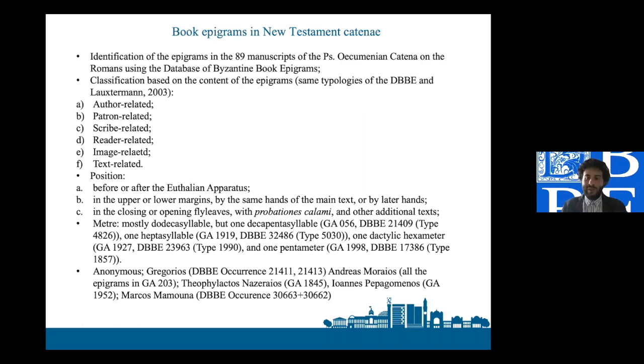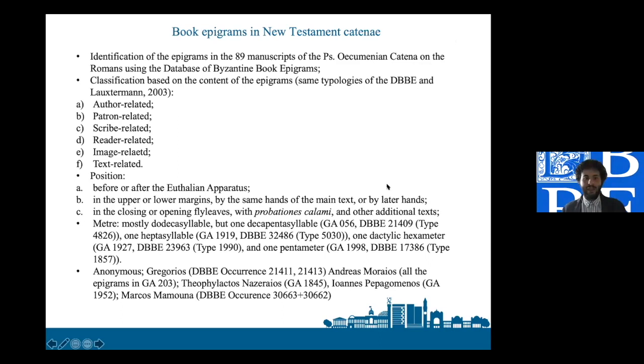And of course, the majority of the epigrams that I consider for this presentation are anonymous, with just a few exceptions, which I would like to mention to you today. Two occurrences are attributed to Gregorios, added by a later hand in the closing flyleaves of the manuscript Gregory-Aland 056, or the epigrams attributed to Andreas Moraites in the manuscript GA 203, or the epigrams attributed to Theophylaktos Nezeros in GA 1845. There is also an epigram attributed to Ioannes Pepagomenos in a colophon of the manuscript GA 1952, and one epigram attributed to Markos Mamounas in a note of possession in the manuscript Palatinus Graecus 224, GA 1998, which I will talk about later.